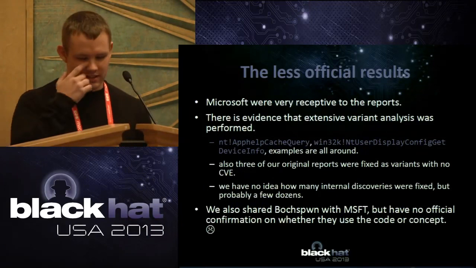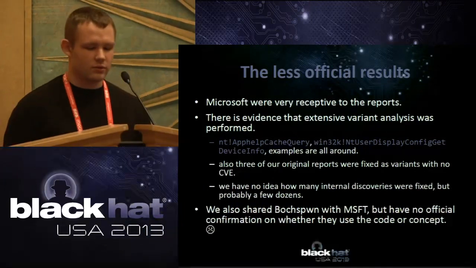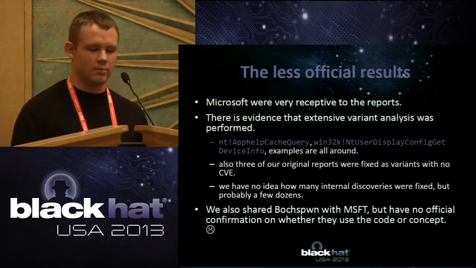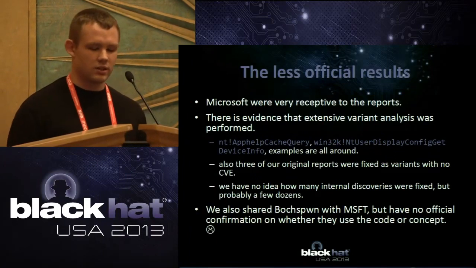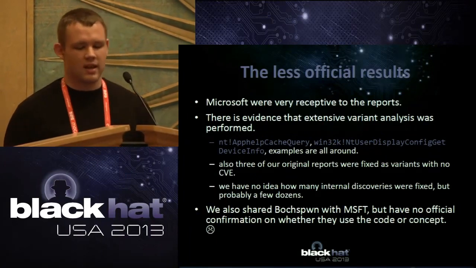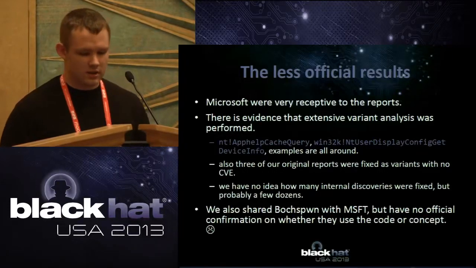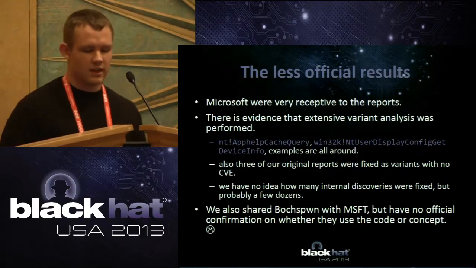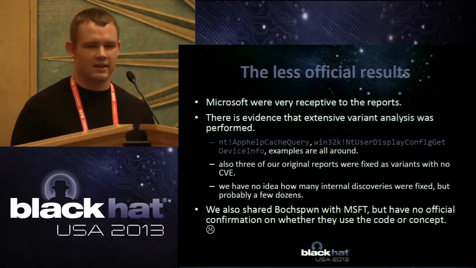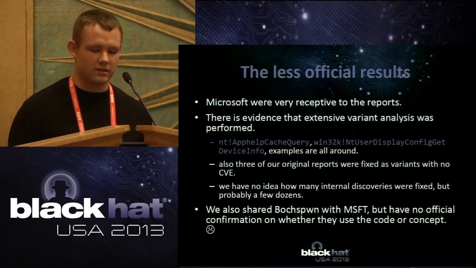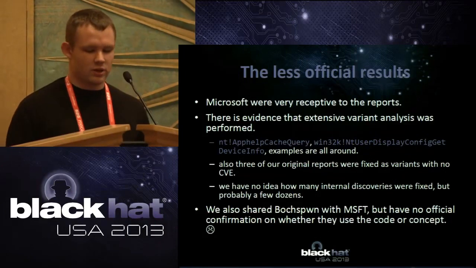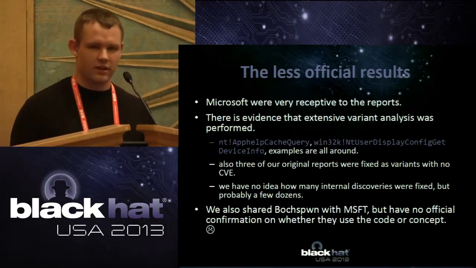The less official results are that, well, Microsoft was obviously very, very receptive to the reports, and we also have evidence that in addition to just taking our reports and fixing the bugs, they also performed extensive variant analysis of them, because we were continuously finding examples of routines that were around those that we found bugs in, and they were also fixed, even though we didn't report bugs in those. So there are some exemplary symbols there. Also, 3 of our original reports were fixed as variants with no CVE assigned, but we really don't have any idea of how many of those bugs were fixed as variants, or how many bugs Microsoft found internally, because we don't have that information from them. We also shared Bochspwn with Microsoft, but we don't really have an idea whether they are currently using it or not.